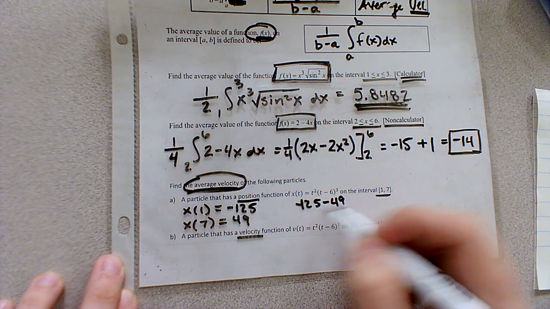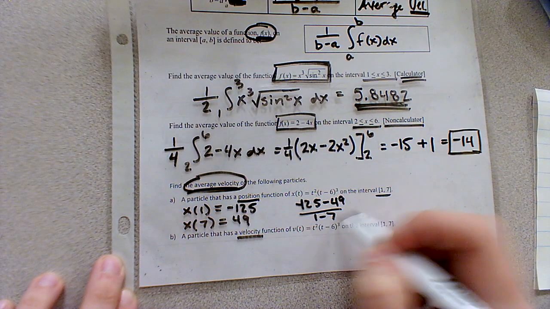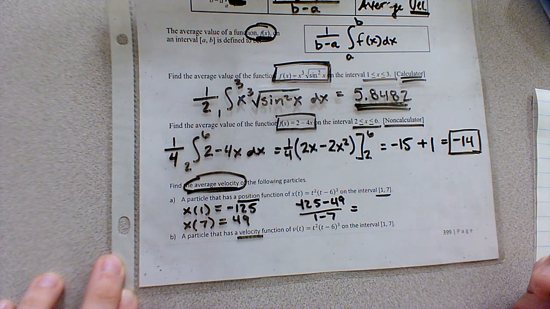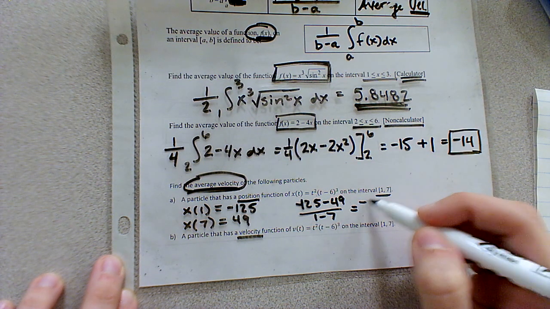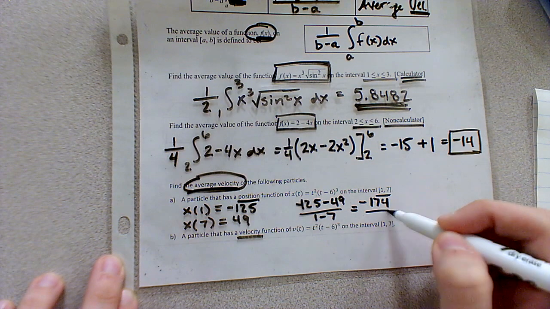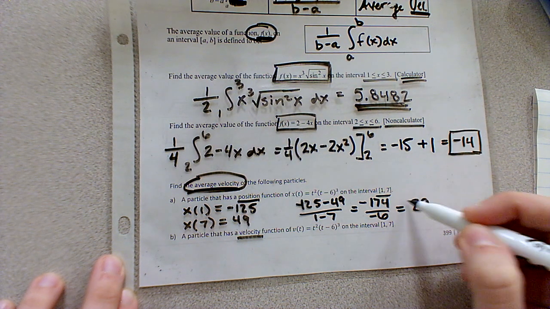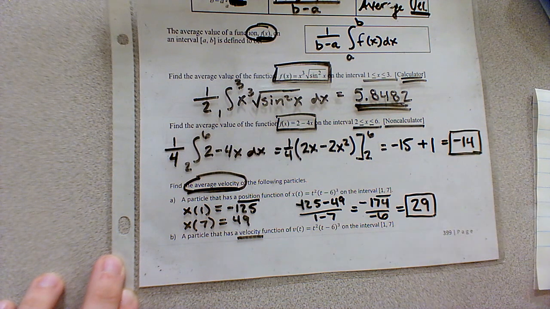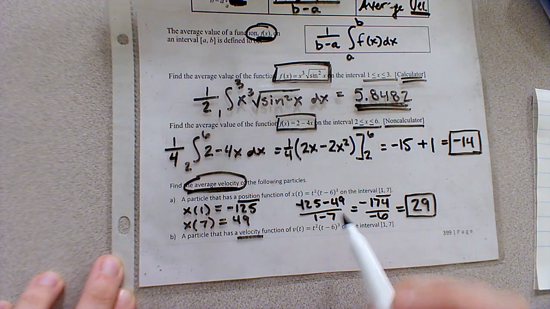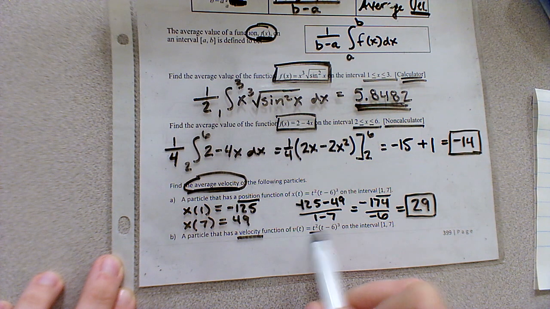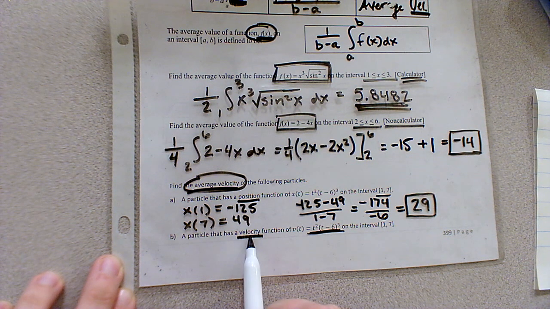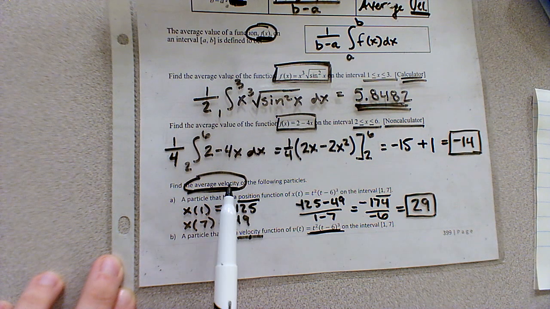So change in y's over change in x's. This would be negative 174 over negative 6. So overall, positive 29. Here we go. Let's say, however, that we want to find average velocity, but this time the function we're utilizing actually represents velocity, the average value of the function that we have.